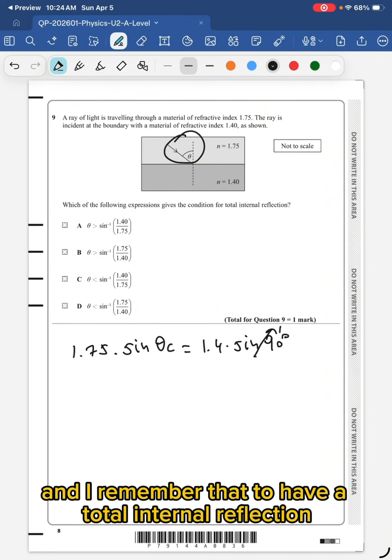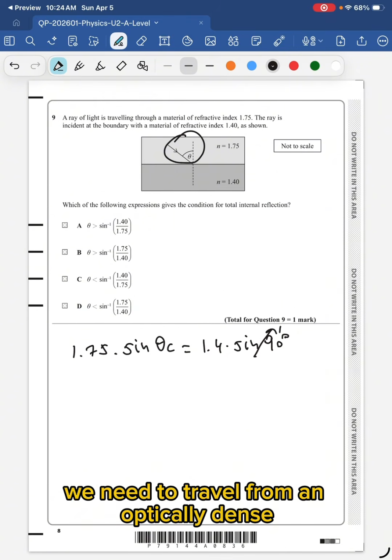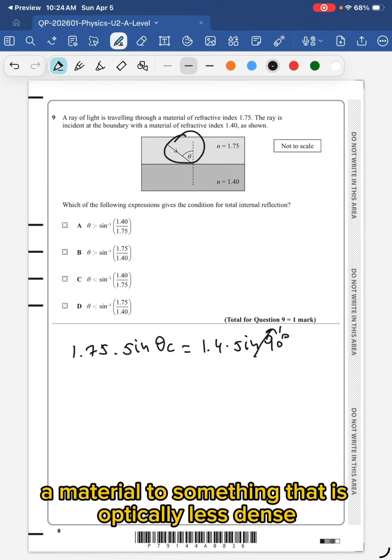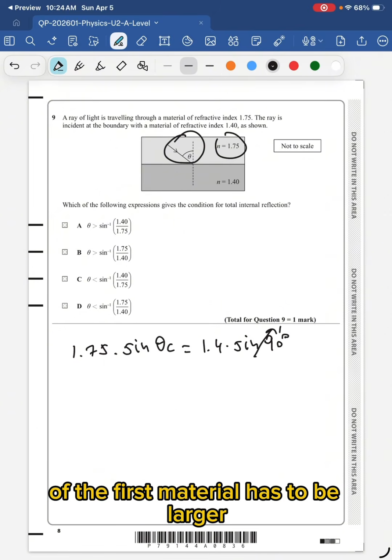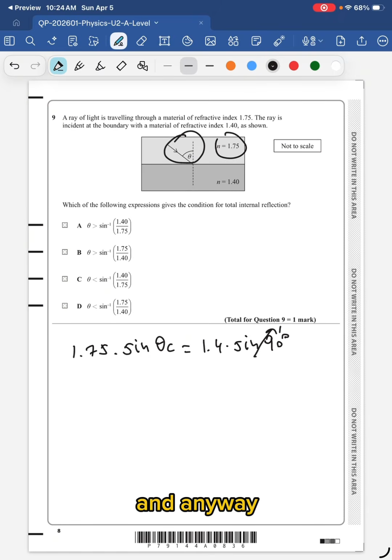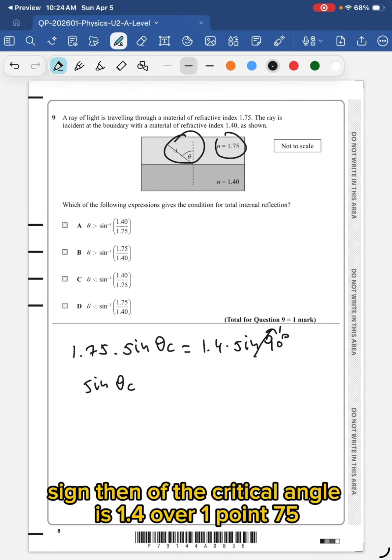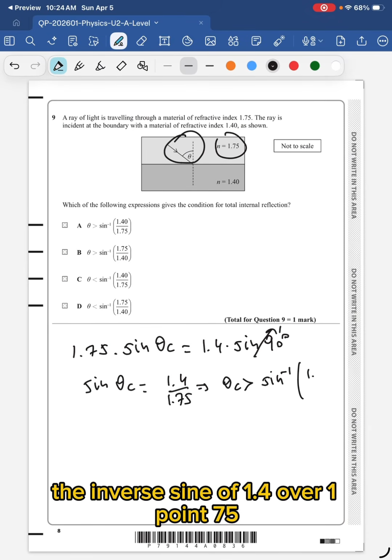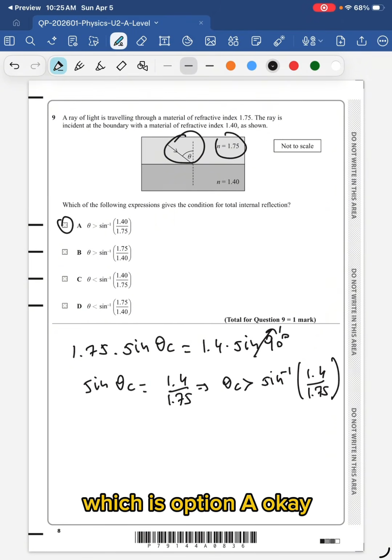And remember that to have total internal reflection, we need to travel from an optically dense material to something that is optically less dense, meaning that the index of refraction of the first material has to be larger than the index of refraction of the second material. And anyway, the sine of the critical angle is then 1.4 over 1.75. Therefore, the critical angle has to be larger than the inverse sine of 1.4 over 1.75, which is option A.